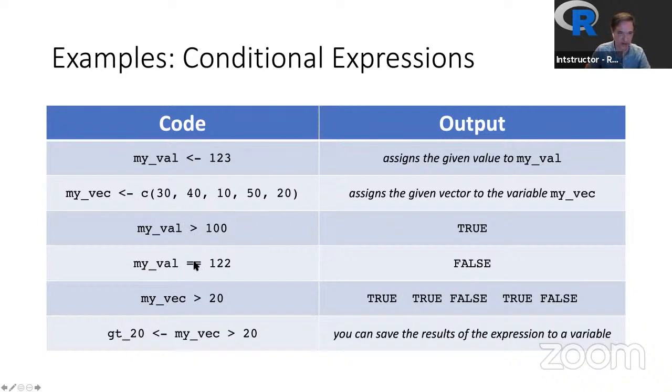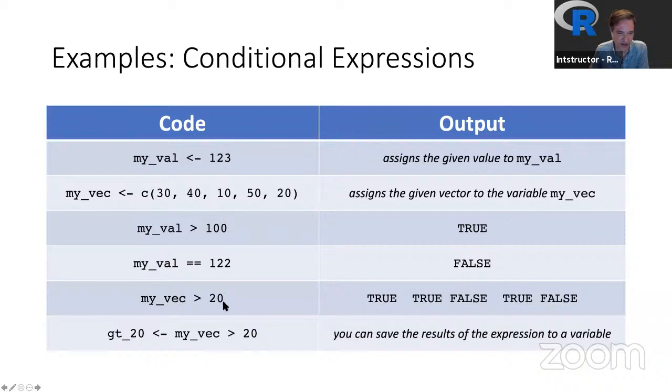We can ask the question, is myval equal to 122? Remember, we use the double equal sign. If you were to use a single equal sign, it still would have been a valid R expression, but what you would have done is reassign the value of myval to be 122, which is not the intent here. So you have to be a little careful there. That one can be a little tricky. If you're asking whether these two things are equal, you have to use the double equal sign. And the answer to this is FALSE, because myval is 123. Let's see what happens if we use a vector on a conditional expression.